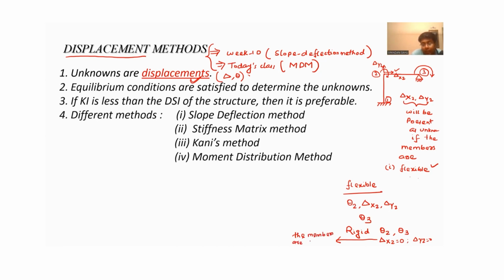The reason is the members are rigid, which in turn implies that the length of the members cannot change. That is the reason when the members are rigid, your degrees of freedom are less compared to when the members are flexible.